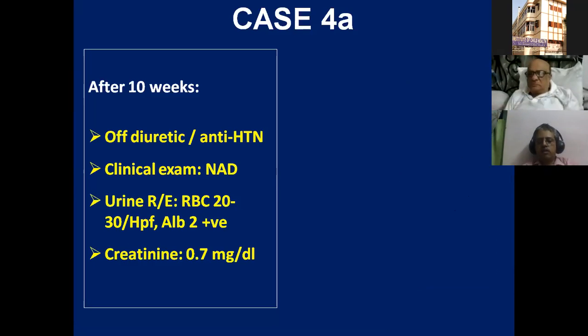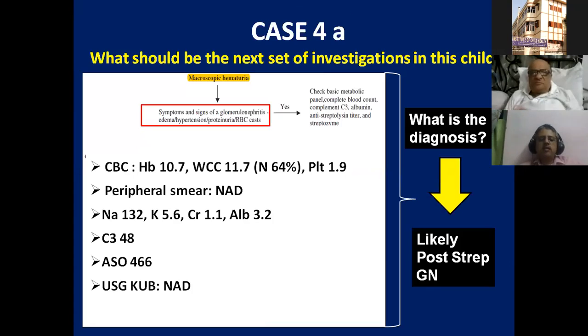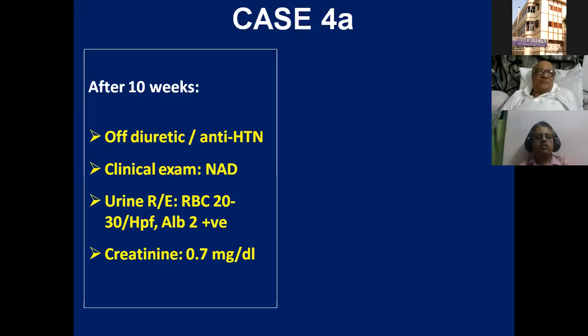So how do we treat post-streptococcal glomerulonephritis? Another very common question of mine. In post-streptococcal GN the problem is with the hypertension, and hypertension is because of hypervolemia. So if you have to control the blood pressure in post-streptococcal GN, your line of management should be number 1, fluid restriction, number 2, salt restriction, and number 3, diuretics. So that's what was done, and then after 10 days was off diuretics, antihypertensives was off, but the urine RE was still showing RBC.